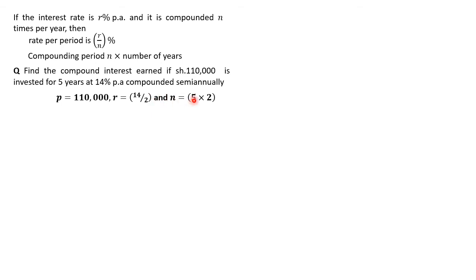Now the n will be 5 times 2. The reason is we have 5 years, but every year has 2 halves. So we have 10 halves, 10 half years, 10 compounding periods. Putting the values in the formula, we get this.